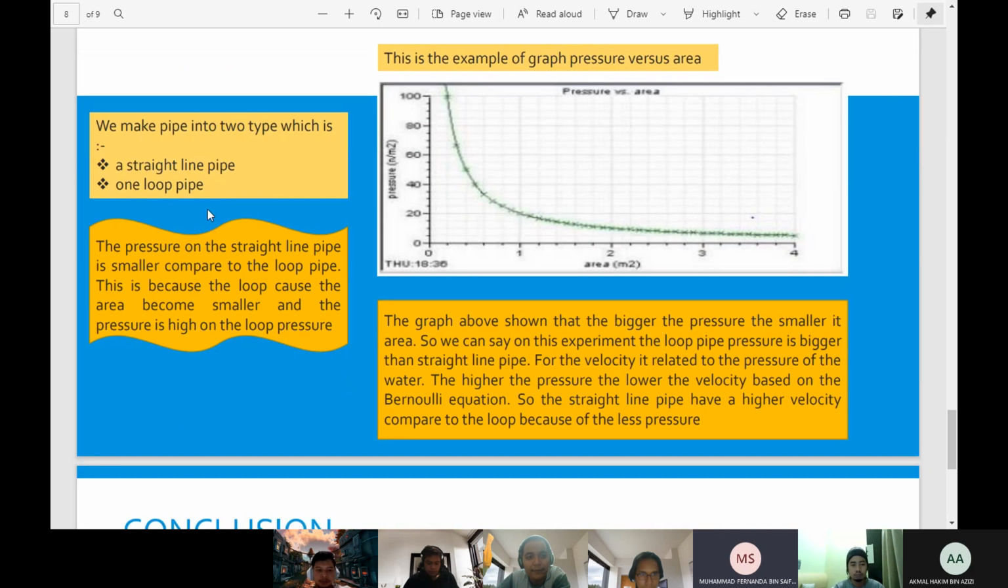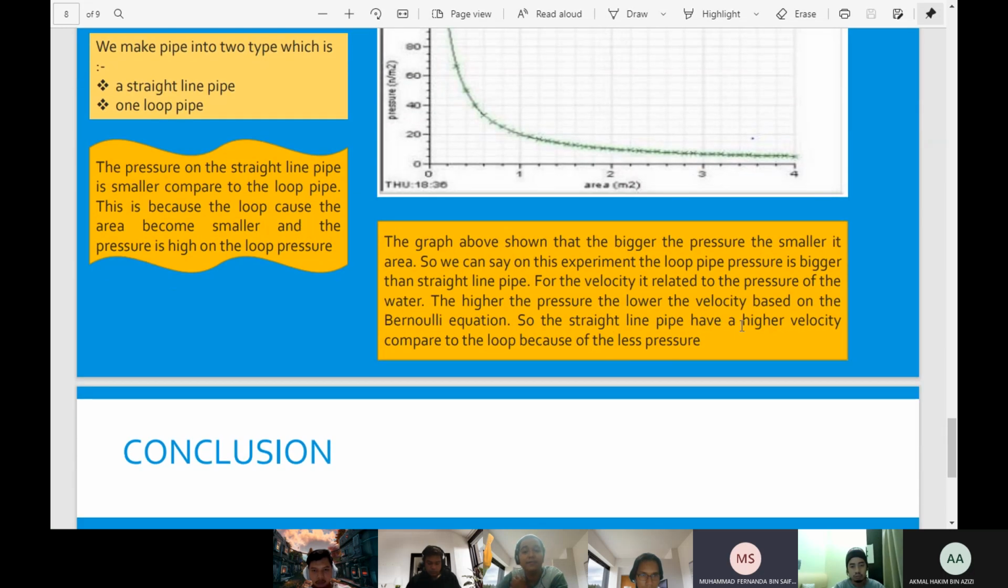We made two types of pipe, which are a straight line pipe and the other one is a loop pipe. The pressure on the straight line pipe is smaller compared to the loop pipe. This is because the area becomes smaller and the pressure is high in the loop pipe. So the graph shows the bigger the pressure, the smaller the area. So we can say in this experiment the loop pipe pressure is bigger than the straight line pipe. The velocity is related to the pressure of the water. The higher the pressure, the lower the velocity based on the Bernoulli equation. The straight line pipe has a higher velocity compared to the loop because of the lower pressure.